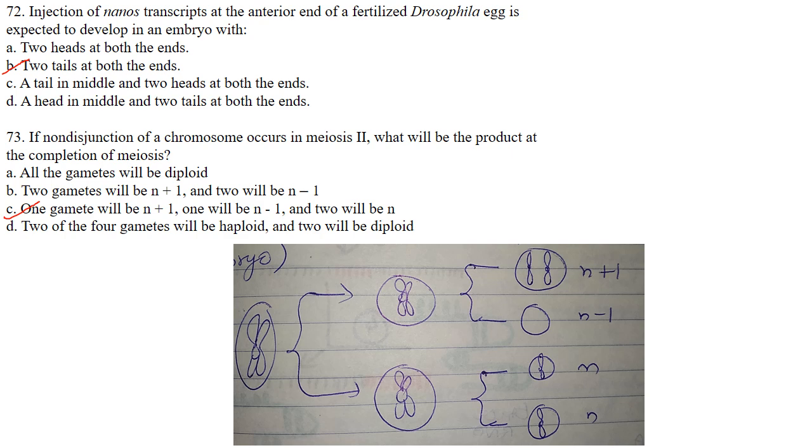The next one: if non-disjunction of a chromosome occurs in meiosis II, what will be the product at the completion of meiosis? So this is the diagram, this is meiosis II. There is a non-disjunction there, so these two chromatids go into one cell. The other one will be without that particular chromosome. And in this one, the two chromatids separate equally into the two daughter cells. So this will be n plus 1, n minus 1, n and n. You will get one gamete that is n plus 1, one that is n minus 1, and two that are n. Answer is option C.